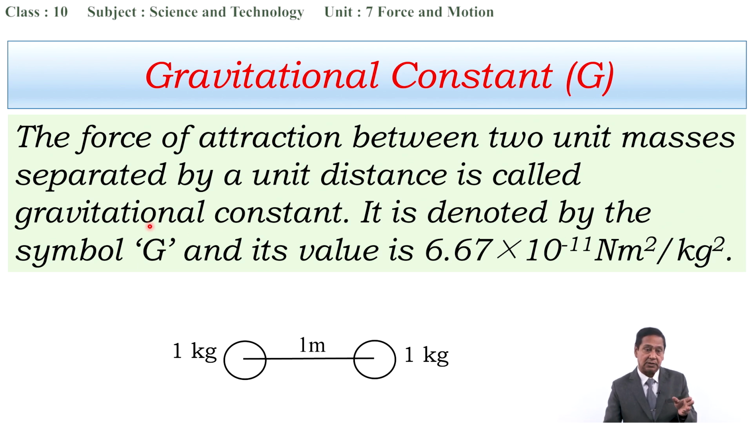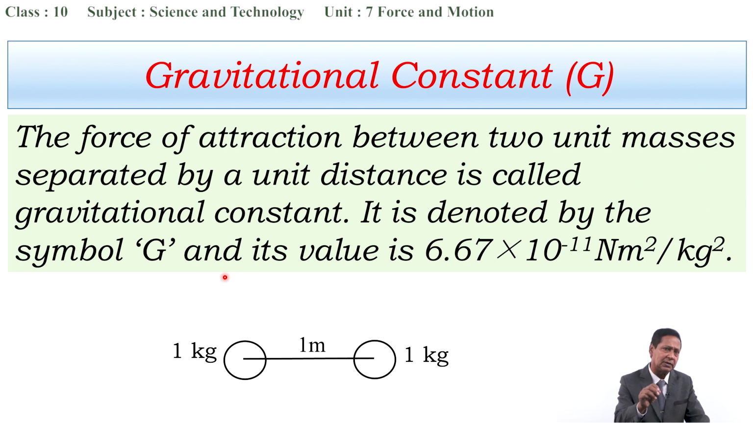Don't be confused, not small g. Small g represents acceleration due to gravity. That comes later. Later we will talk about acceleration due to gravity also. This is the gravitational constant, denoted by capital G, and its value is 6.67 into 10 to the power minus 11 Newton meter square by kg square. We'll talk in detail about this value later, but I want to focus on constant.